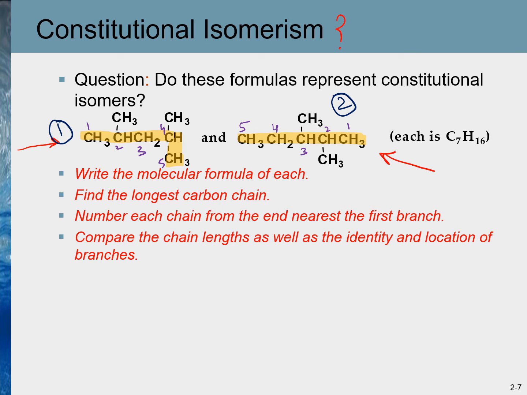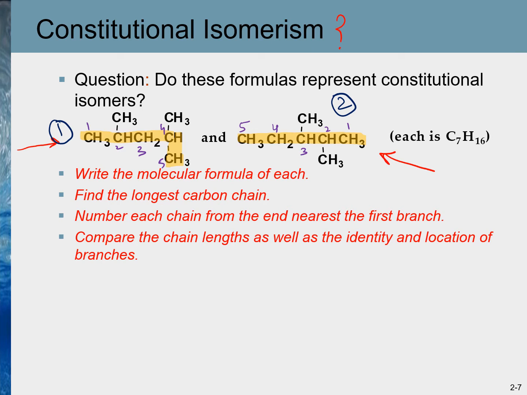If the longest chains are different, the answer is simple: they are not constitutional isomers. But in this case, both the chain lengths are the same, so there is still a chance that they may be constitutional isomers. So the next part you need to do is convert the structural formula into line formula, because that will make it easier to identify.